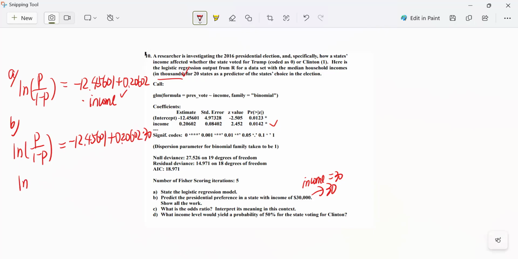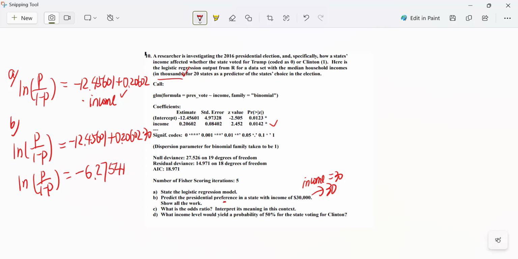And so ln of p over 1 minus p equals, let's get a single number on the right-hand side: minus 12.45601 plus 0.20602 times 30. And this turned out to be minus 6.2754. Now we try to solve for p, basically the predicted preference, or you can say we try to figure out the odds ratio.